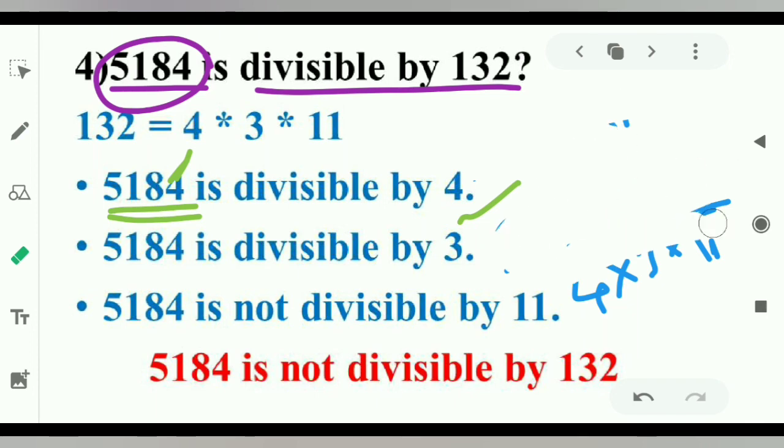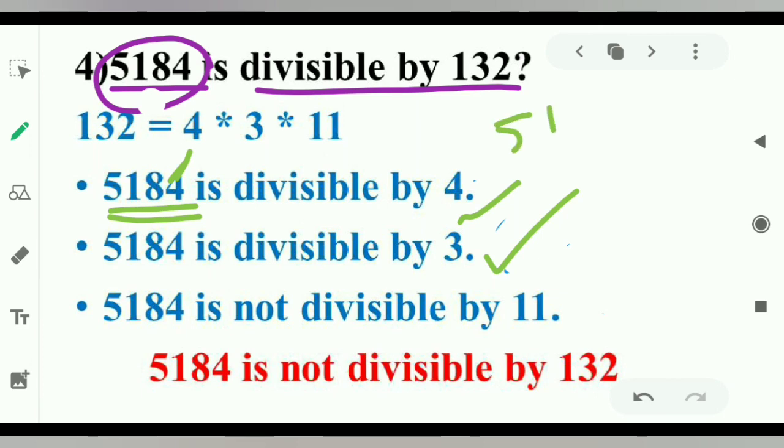Then what is the second factor? 3, right? What is the condition? The sum of the digits should be divisible by 3. 5 plus 1, 6, 6 plus 8, 14, 14 plus 4, 18. 18 is a multiple of 3, so the whole number is a multiple of 3. In other words, it is divisible by 3. Okay, good. Next, the number 5184.